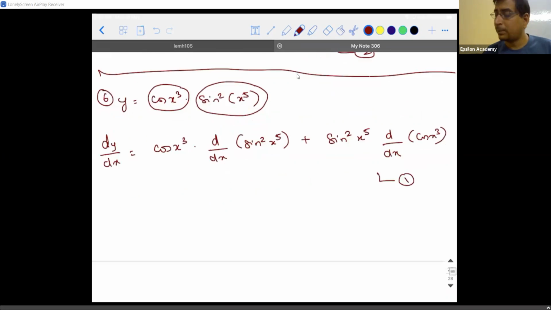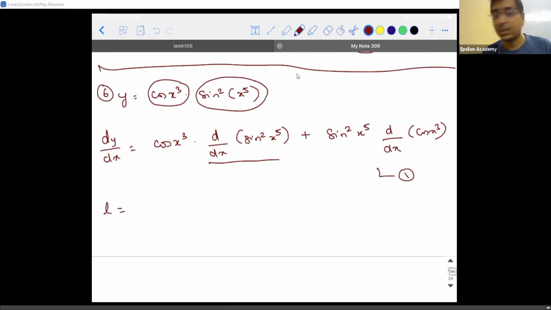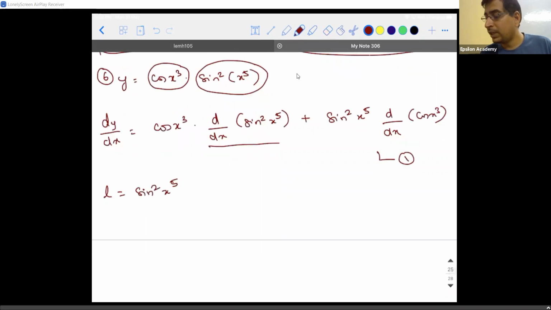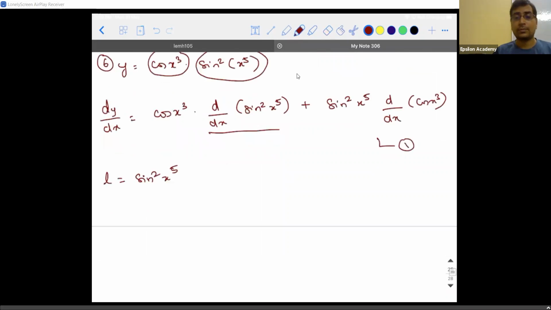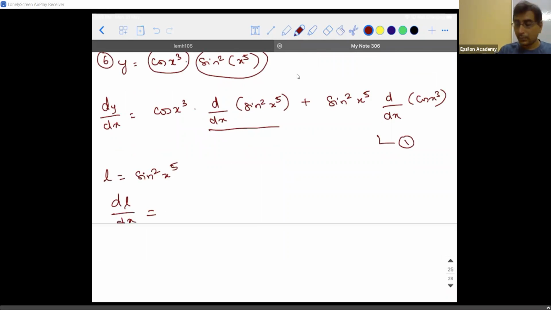Now what I will do, it's a best practice to take these functions and differentiate them separately. L is equal to sine square x power 5. So dl by dx will be how much? This is where you need to be careful. Sine square x power 5 is nothing but sine x power 5 the whole square. Till now, the problems that we saw had only sine of x power 5, whereas now the function itself is raised to some power.